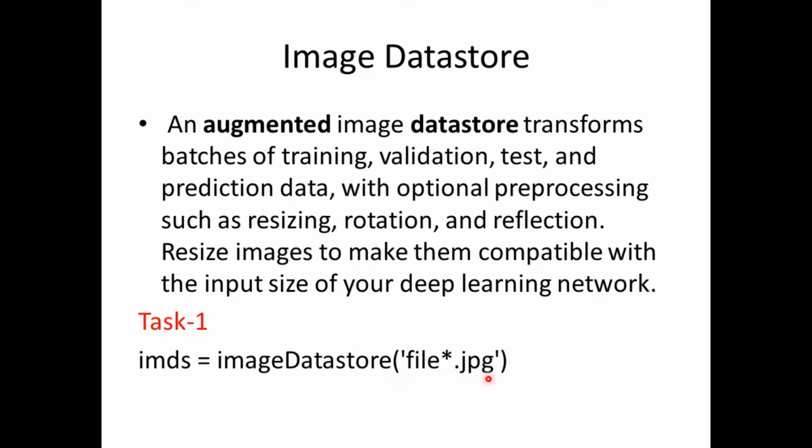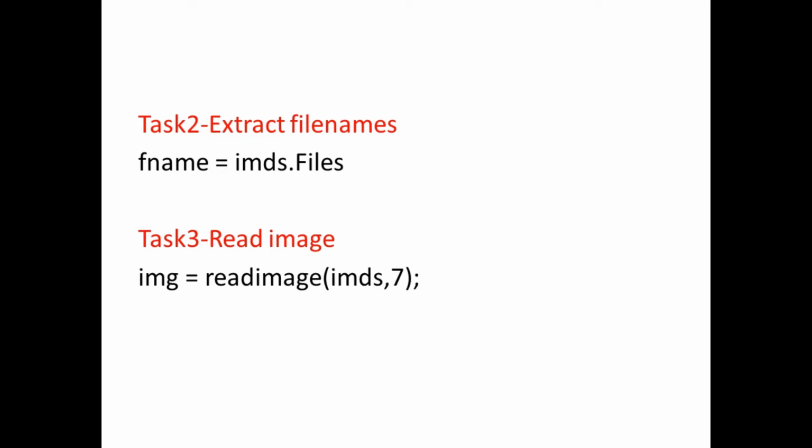So we load all the files starting with file and in JPEG format to the variable imds, that is, imageDatastore is what we keep as the name of the variable. The first task is to create the datastore of this particular format and name sequence. So we have created the datastore. Now we want to extract all the file names. So we call the variable fname equals imds.Files. From the datastore, all the file names have been extracted to this fname variable.